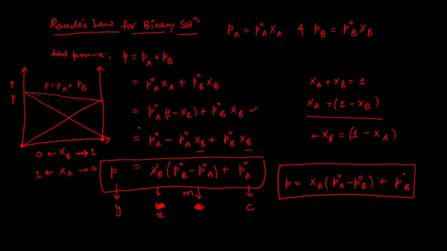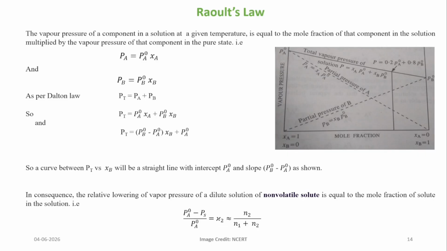So at this moment, look at this one: A is highest on this side. If A is touching this axis, this is P naught A, and B is highest on this axis towards the right. This maximum point represents P naught B. So these are the two intercepts from these two equations. That's what is represented in this graph.